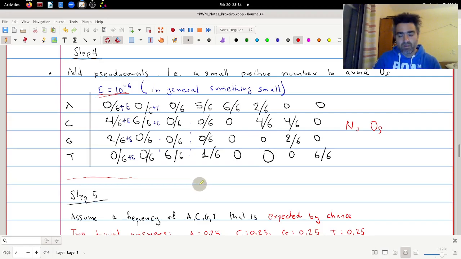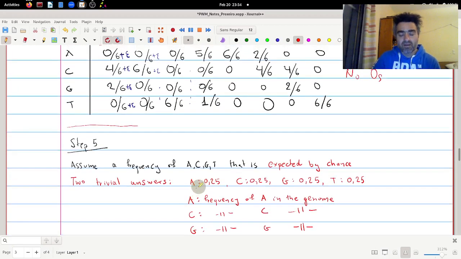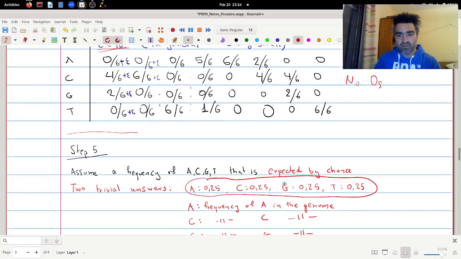So there are two trivial answers to that. The first answer is that all letters, all ACGTs, have exactly the same frequency, so by chance I would expect just 1/4 to be A, 1/4 to be C, 1/4 to be G, and 1/4 to be T. So 0.25 probability for each nucleotide just by chance.